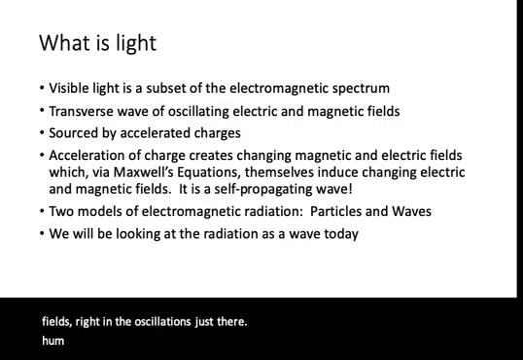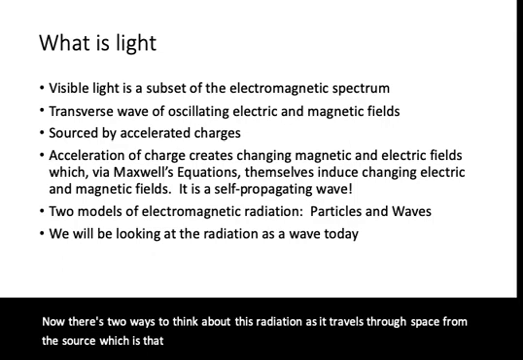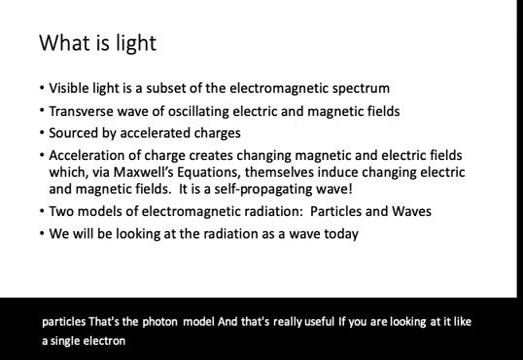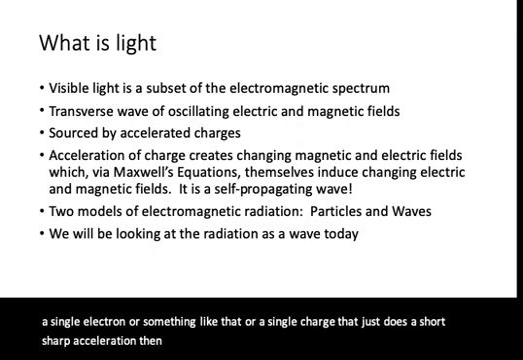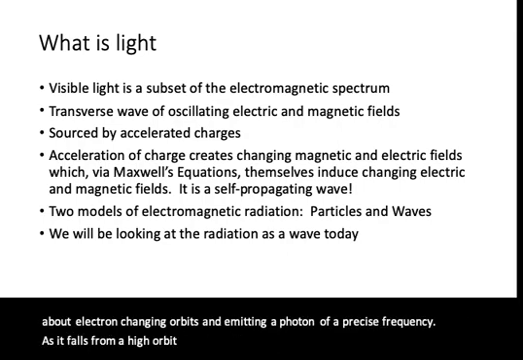Now, there's two ways to think about this radiation as it travels through space from the source, which is that accelerating charge. You can think of it as being made out of particles. That's the photon model, and that's really useful if you are looking at a single electron or a single charge that does a short, sharp acceleration and then stops, right? So kind of like in chemistry class, you might talk about an electron changing orbits and emitting a photon of a precise frequency as it falls from a high orbit to a low orbit. That's a situation where it makes sense to look at it like a particle.